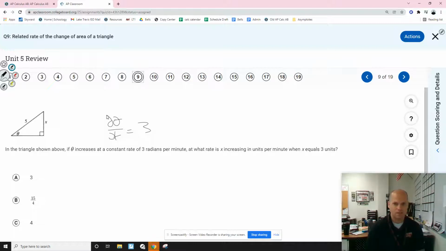We have a d theta/dt. At what rate is x, why do they say x? I'm going to say y because it's a y. At what rate is y increasing in units per minute when y equals 3? Okay, so I'm trying to find dy/dt at the moment when y equals 3.